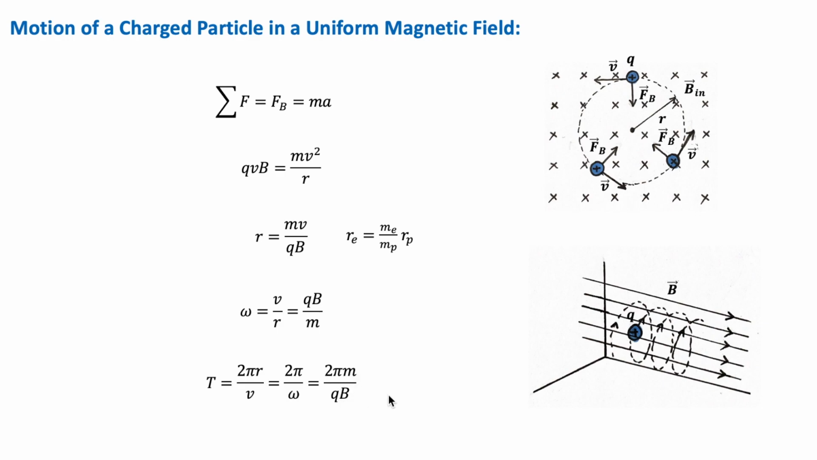Okay, and now suppose the initial velocity of the particle is not perpendicular to the magnetic field but is at some angle to it, then the path of the particle will be a helix, as you can see in the figure here, okay?